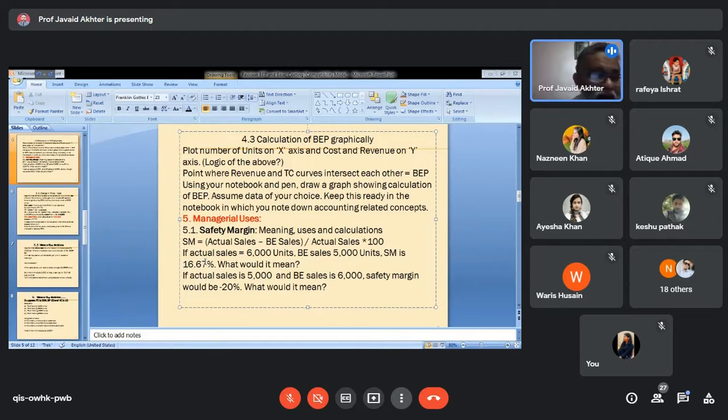What is the safety level? What is the safety cushion? Even if there's a drop in sales from the current level to the extent of 16% or 17%, the firm still can afford to avoid losses.